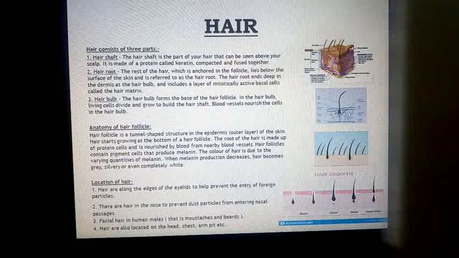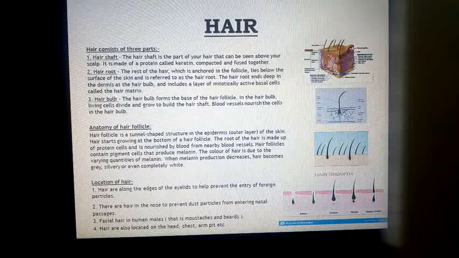Now, before going for the derivatives, we are going to have some small questions.